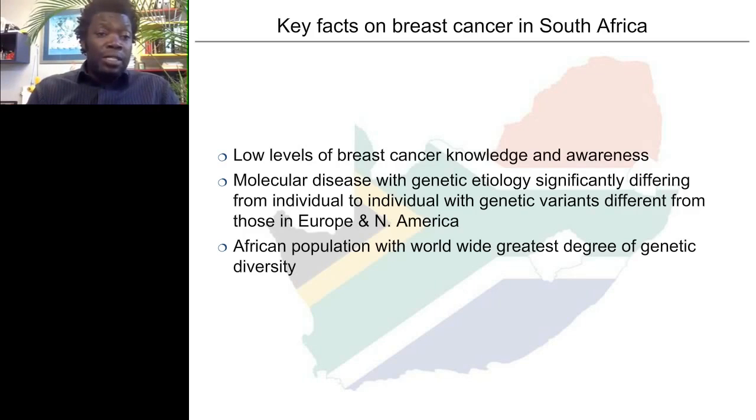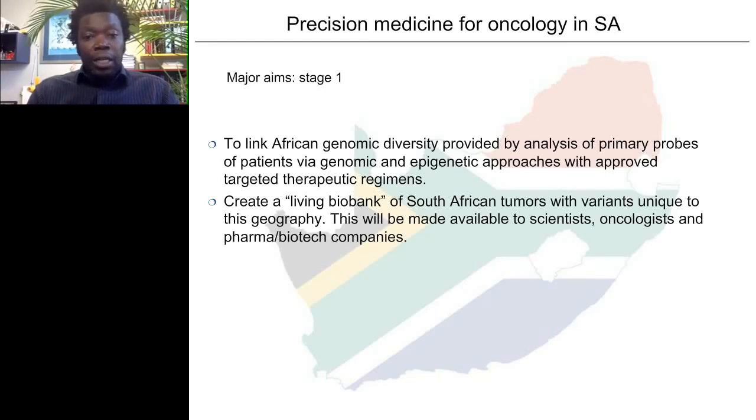So this confluence of issues really means that there are important challenges that need to be overcome in bringing this sort of precision medicine to oncology in South Africa. And that's really one of the first things we aim to do here. So one of them is to link the African genomic diversity, and that's really provided by different levels of probing. And here we would call these types of probes genomic and epigenetic approaches combined with antibody stratification approaches.